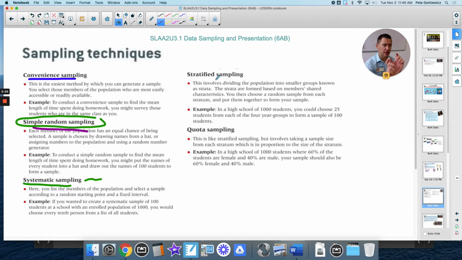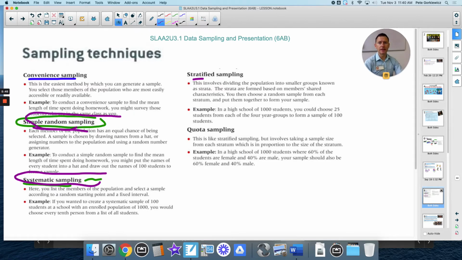Stratified means you're breaking it into smaller groups. So you're asking 10 people in every class, or 2 people in every grade, or something like that, right? You're breaking the bigger group into smaller groups and then sampling those, probably systematically or randomly.